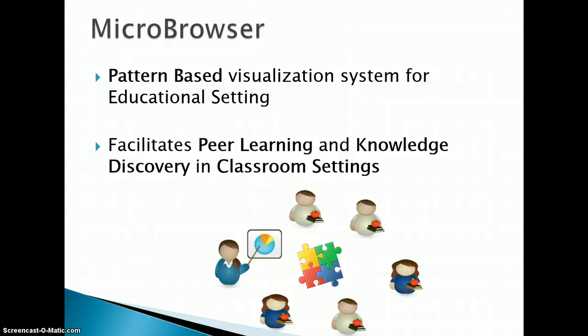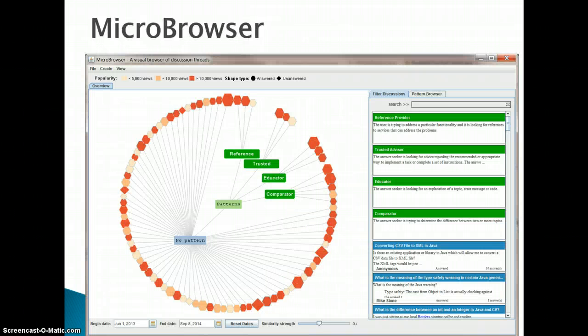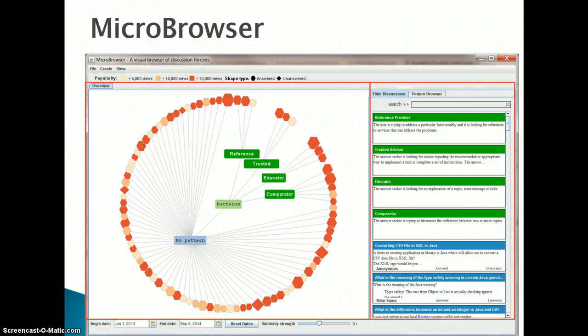MicroBrowser addresses this problem by facilitating knowledge discovery and introducing the concept of design patterns to help students not only discover knowledge but also generate new knowledge. The application has two main components. The center panel contains a visualization of the discussion threads. To the right, you can see a corresponding listing of discussion notes. The timeline controls are located at the bottom.